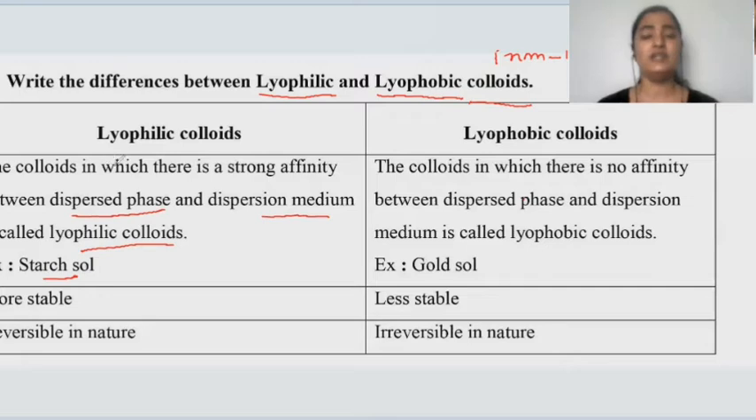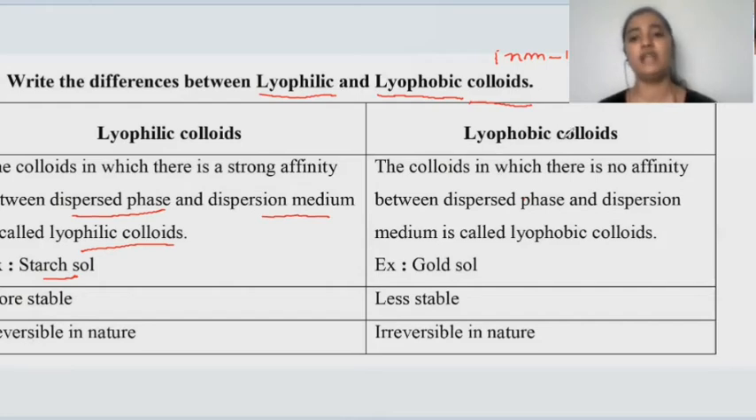Okay, and when the lyophilic colloids are formed here, they are going to exist stably. Those colloids are going to exist stable, and they are reversible in nature. When you form the lyophilic colloids, they can be reversed back to their existence. Whatever existence was there, we can reverse it the same way. They are called as reversible in nature. Okay, these are the points you can write under lyophilic colloids.